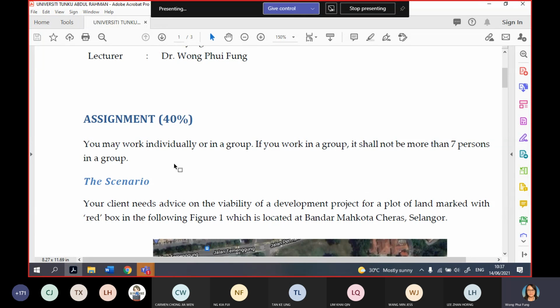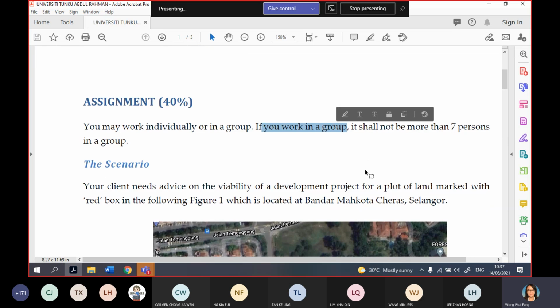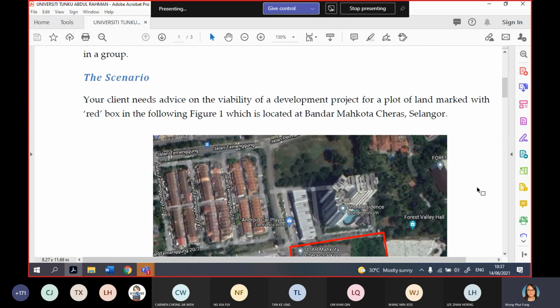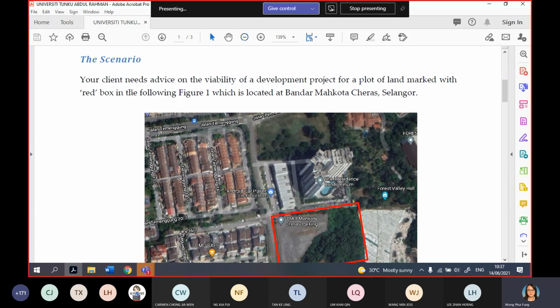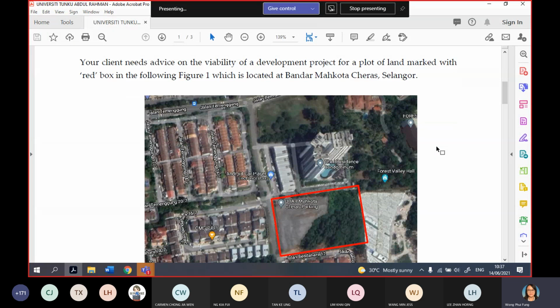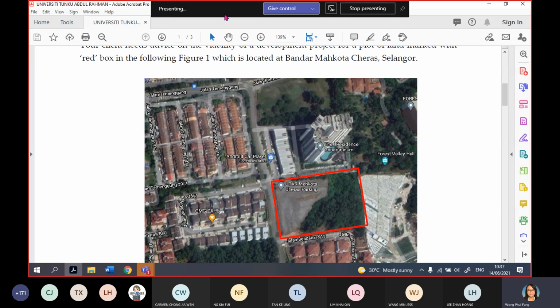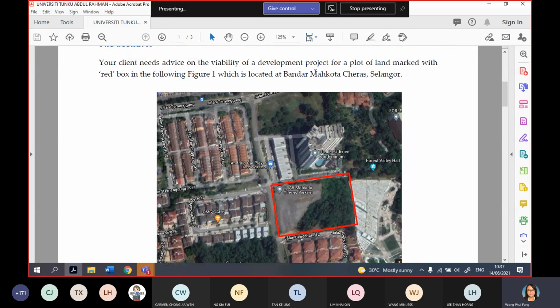Okay, so you may work individually. Let's say you got one, you can work alone, up to you, or you can work in a group. If you choose to work in a group, it shall not be more than 7 person. Okay, your client need advice. The scenario, the question is, your client need advice on the viability of the development project for a plot of land marked with the red boxes in the following figure 1, which is located at Panda Mahkota Cheras.